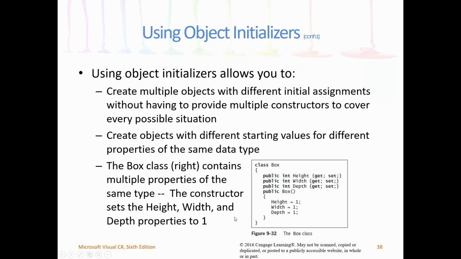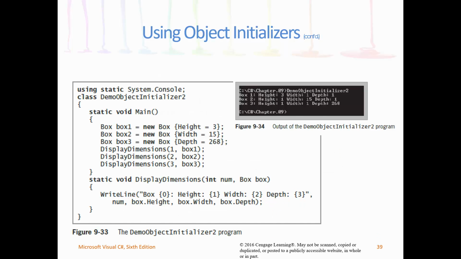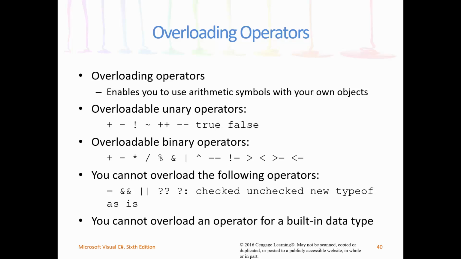Some people like to use object initializers because they find them easier to work with and more intuitive. Other people shy away from them. And if you notice, I'm not giving you my own opinion, just because everyone's different in the way they code and what makes sense to them and what does not make sense to them.